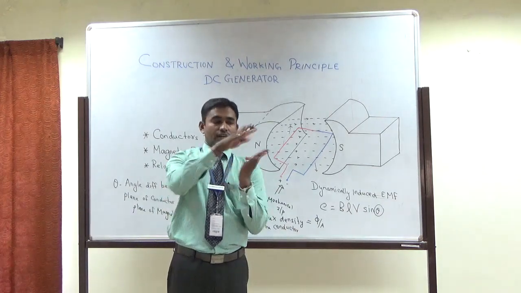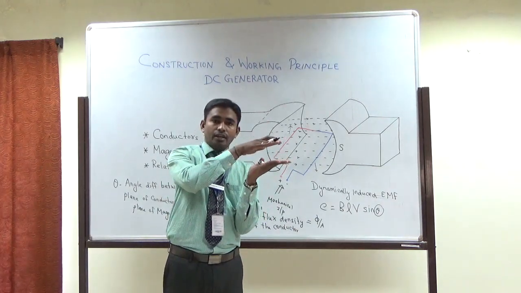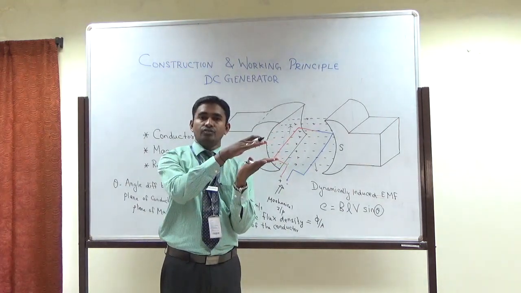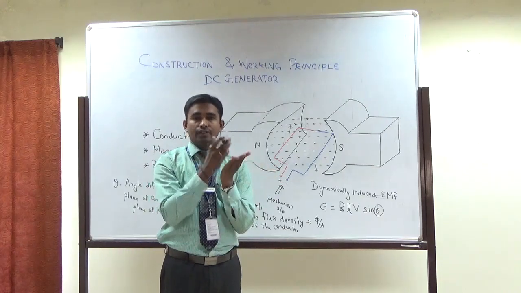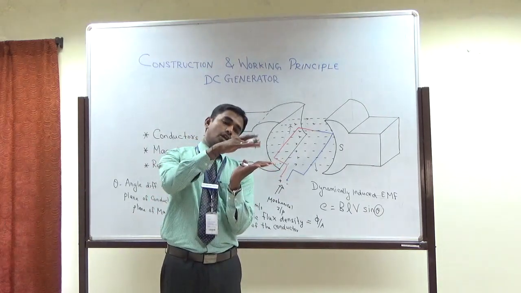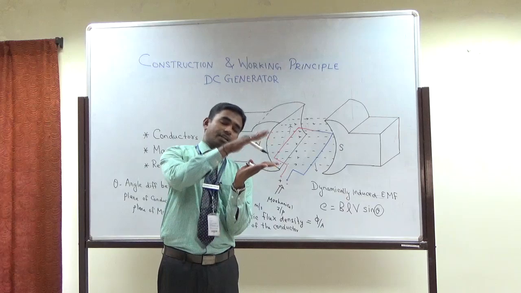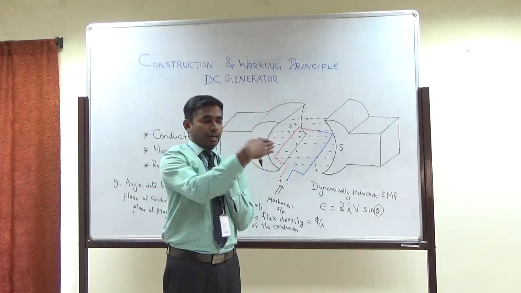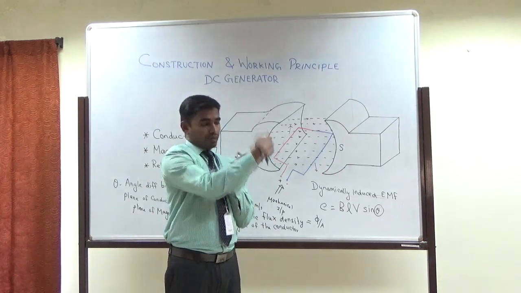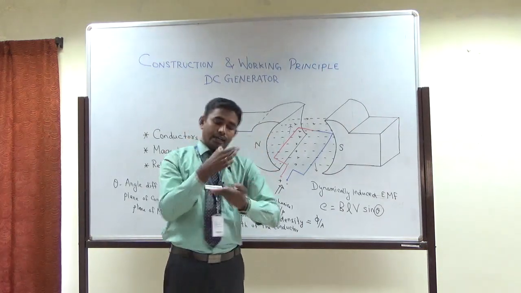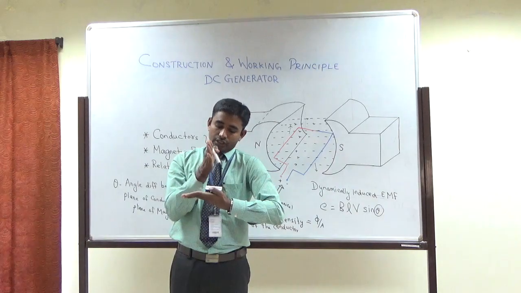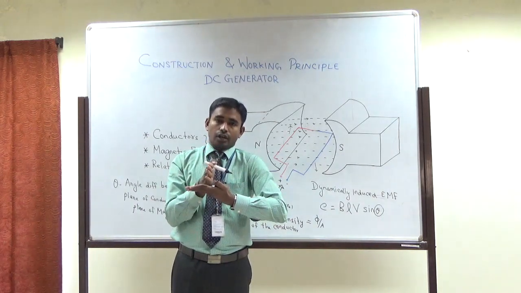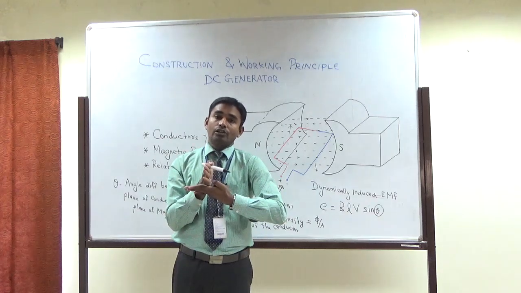You will get maximum voltage. If your plane of conductor and plane of magnetic flux are the same, in phase, there won't be any angle, so you won't get any voltage. That is very important. If you keep your conductor and magnetic flux like this, at that time you won't get any EMF. You must move your conductor like this. This is your magnetic flux axis, this is your conductor axis. We must have your conductor and magnetic flux like this. At that time only you will get maximum EMF.